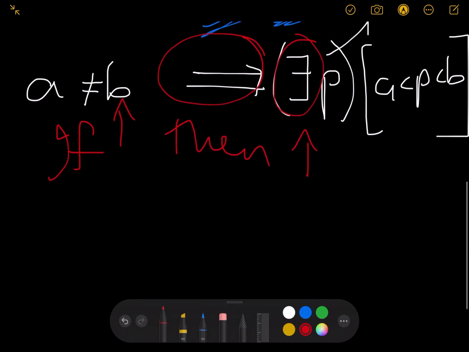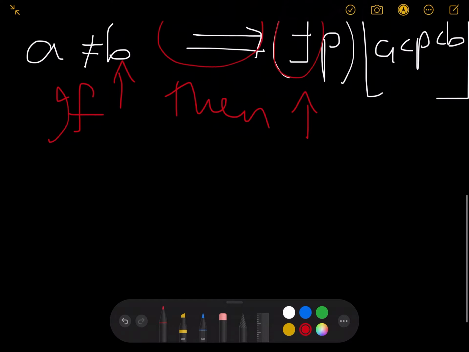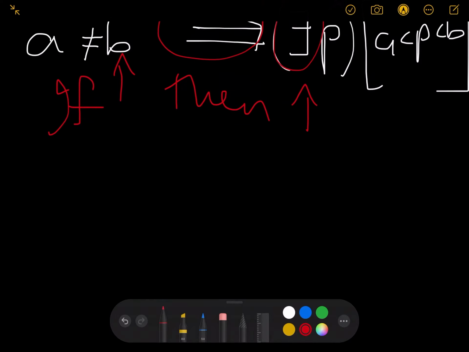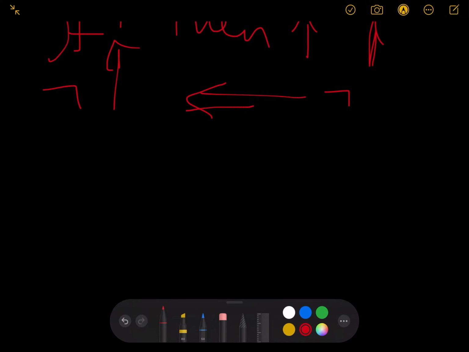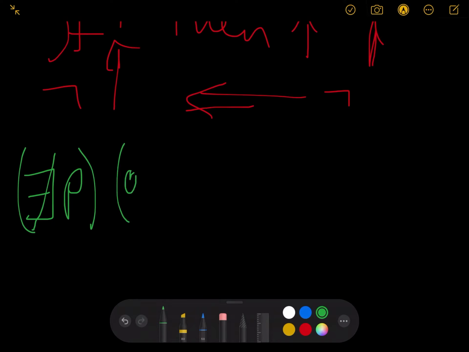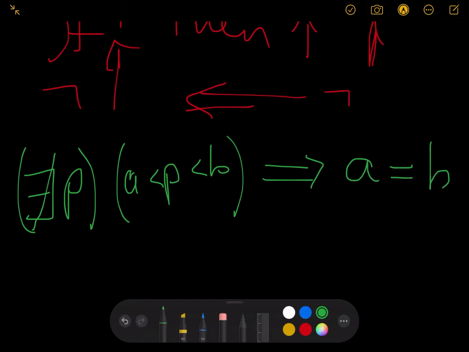Right? So anyway, we apply contraposition by negating this guy, and then saying that the negation of this guy implies the negation of this guy. All right, so that's what we're going to do, and let's just go ahead and negate those statements, giving us: if there is no p such that a less than p less than b, then a equals b, right?